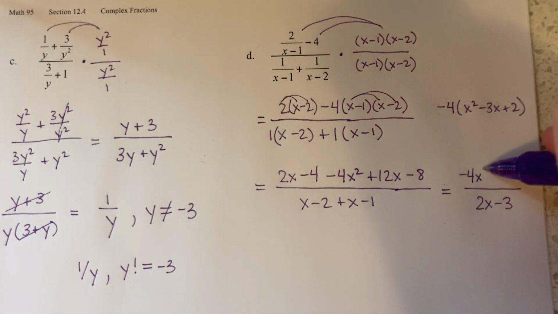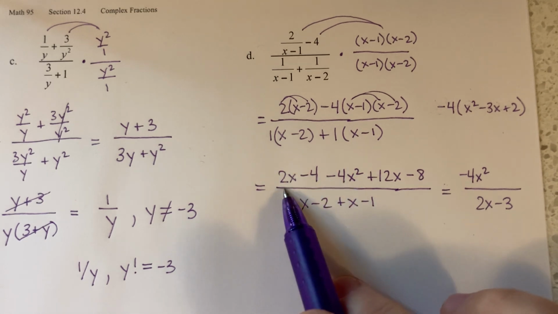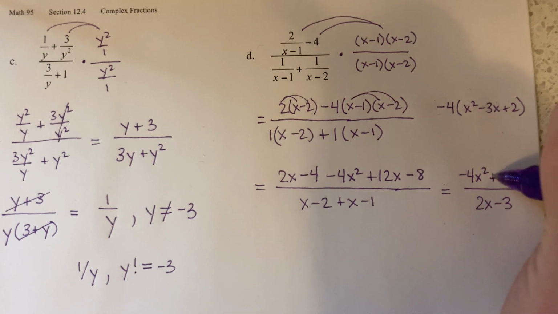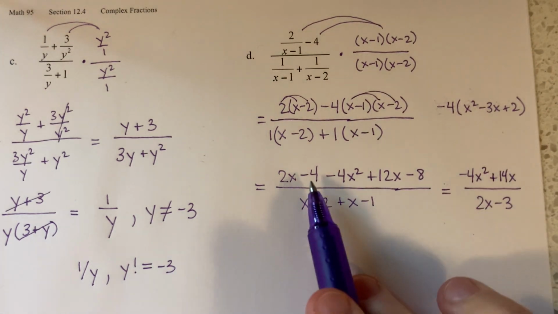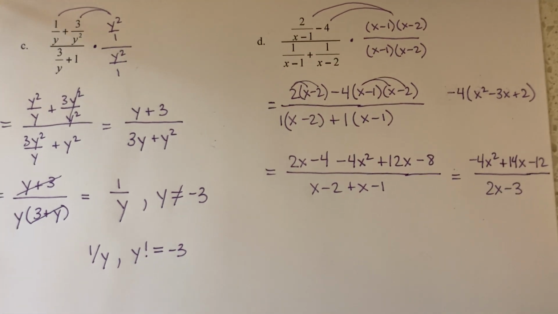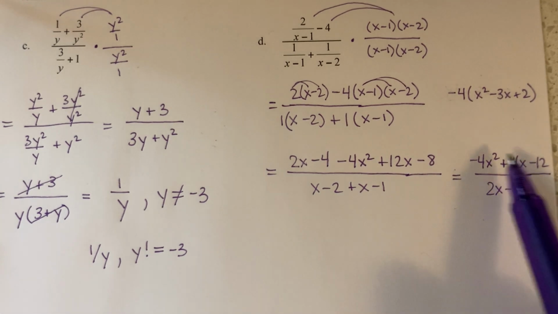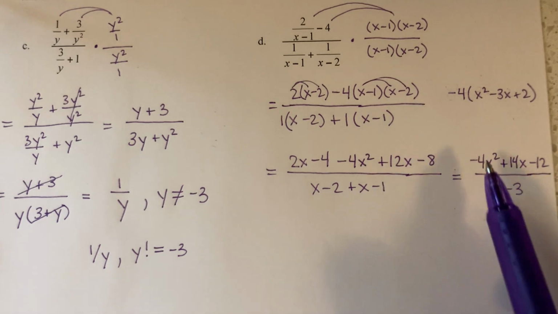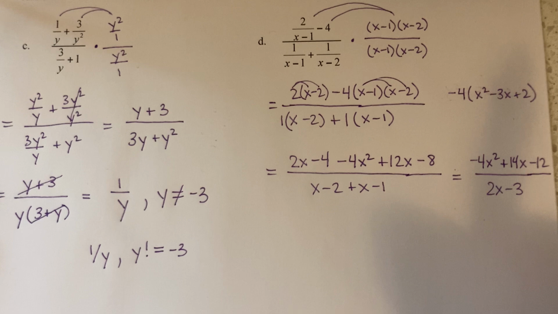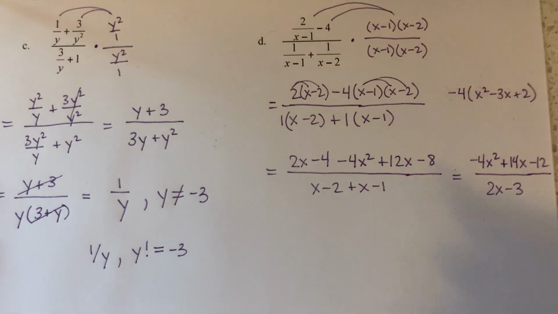So I got negative 4x squared. That's the only x squared term. Then 2x and 12x make plus 14x. And then negative 4 and negative 8 make minus 12. A little bit ugly there. So what I'm concerned with is, is 2x minus 3 a factor in the numerator, and could that cancel? So we really need to try to factor the numerator and see if 2x minus 3 can cancel with it. So let's try that.